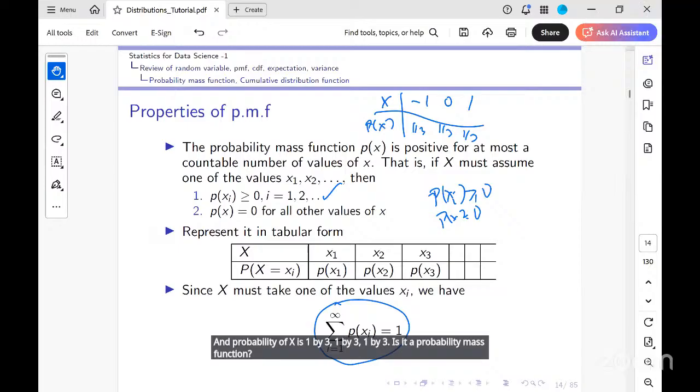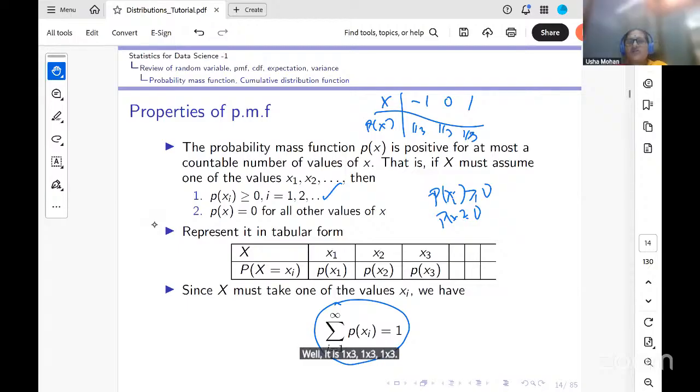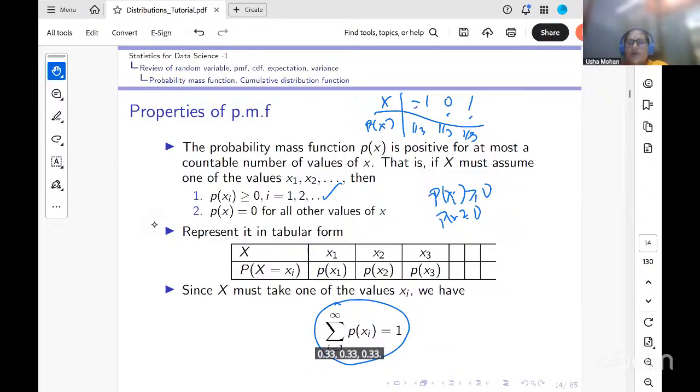Yes. Why not? Because the net probability sum is not equal to 1. Well, it is 1 by 3, 1 by 3, 1 by 3. What is 1 by 3 plus 1 by 3 plus 1 by 3? Oh, sorry, I missed that point. It is 1. It is taking the value -1, 0, 1. It is a probability mass function.